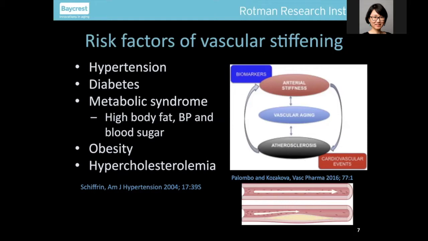So with this in mind, we think that although we study largely healthy control older adults, a lot of them do have these conditions. I think the majority of them do have some sort of hypertension at the very least.